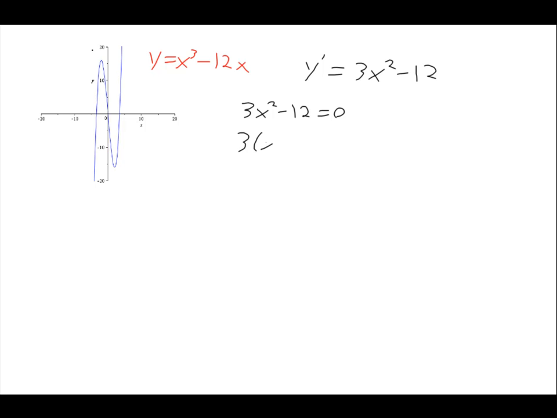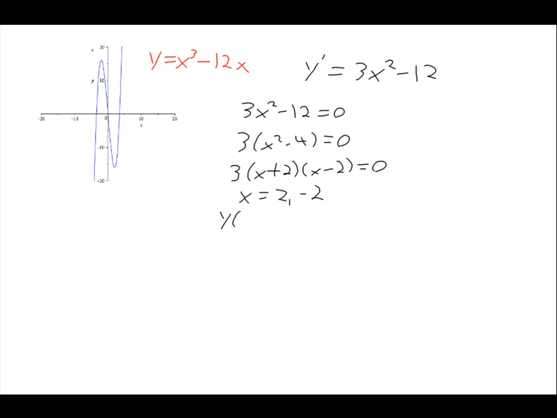We can pull the 3 out. We get x squared minus 4 equals 0. And then factor the quadratic into x plus 2, x minus 2. And with our zero factor property, we know that x is equal to 2 and negative 2. So those are the two extremas on the curve. And we can plug that into the function and find the corresponding y value.